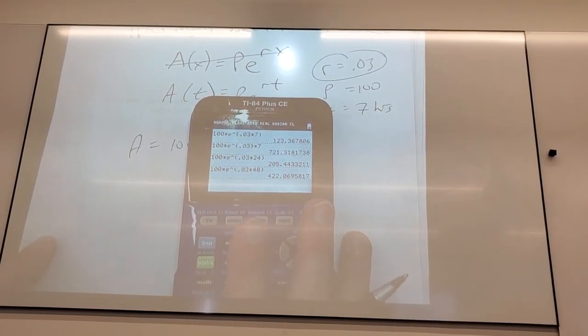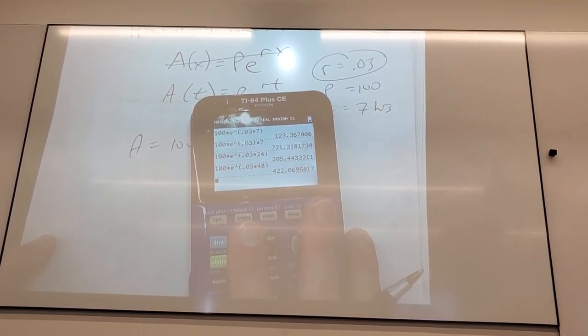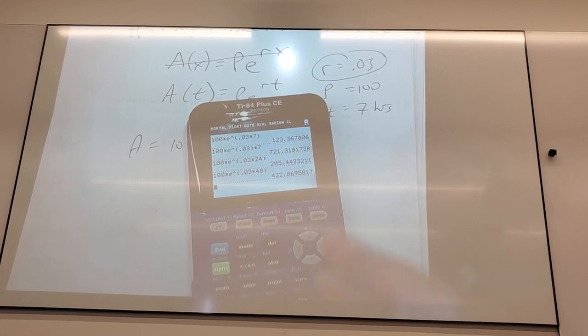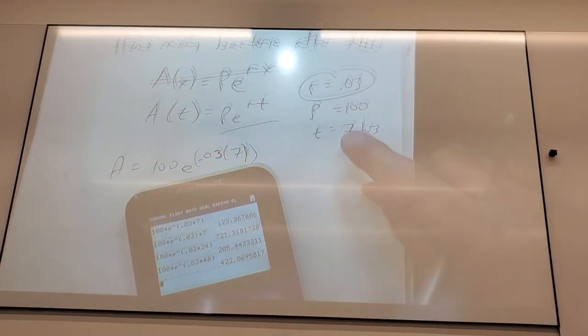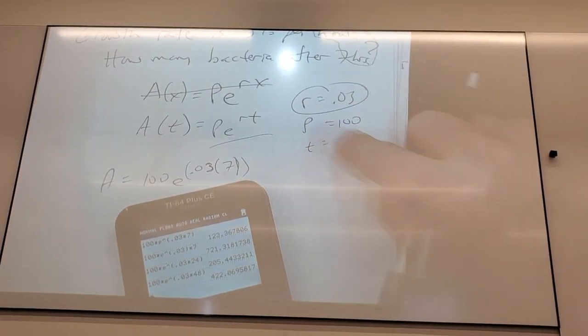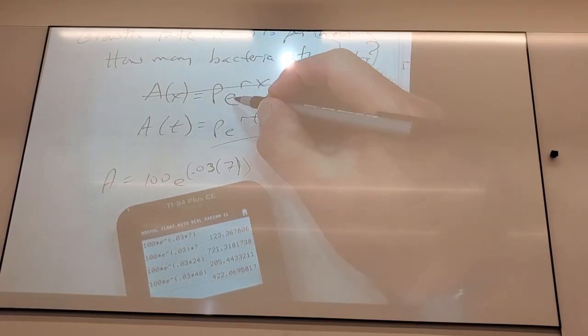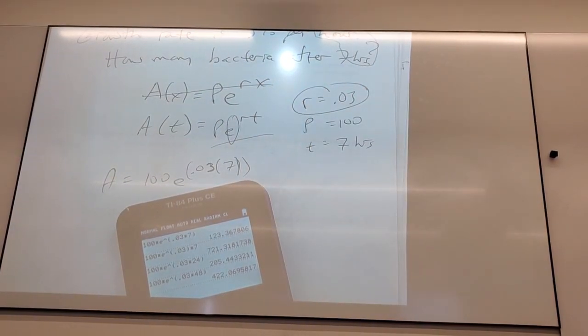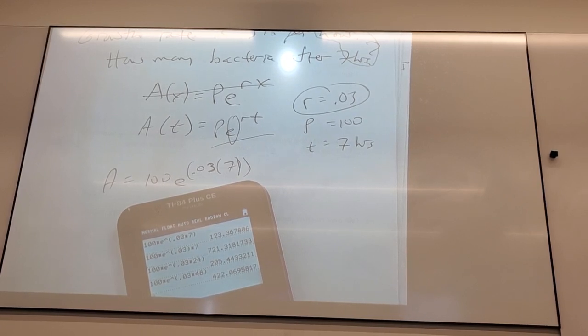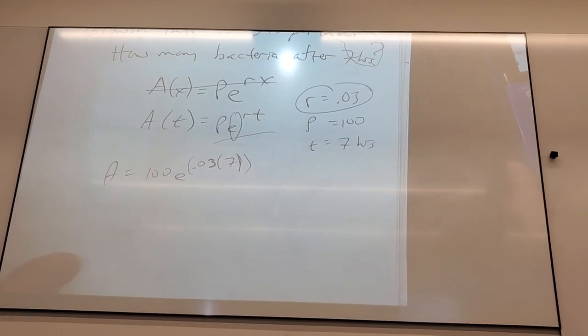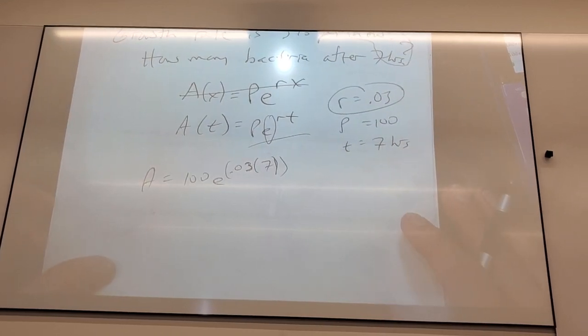All right. Okay. So you're going to have some wordy problems where you just have to identify what the variables are and plug them in. How do you know when to use E? When they're talking about continuous growth. Use the E, dude. Okay. All right.